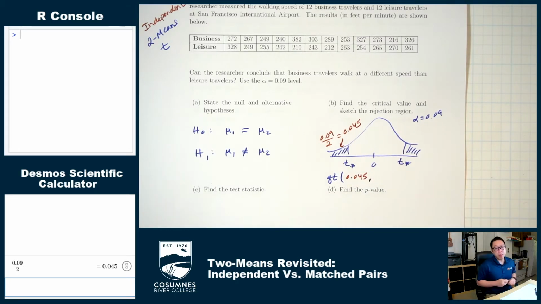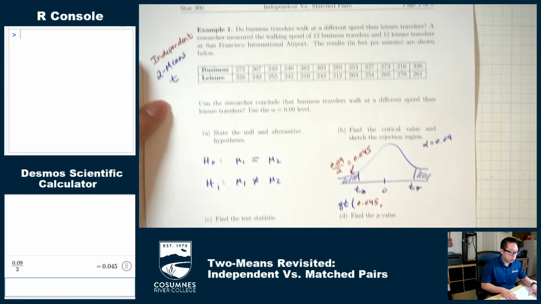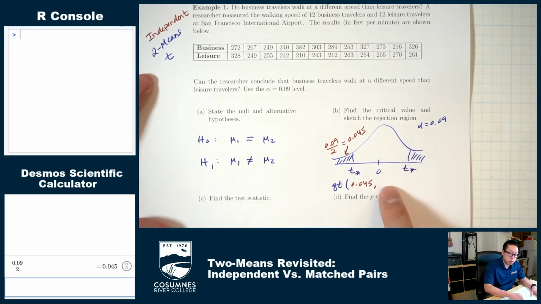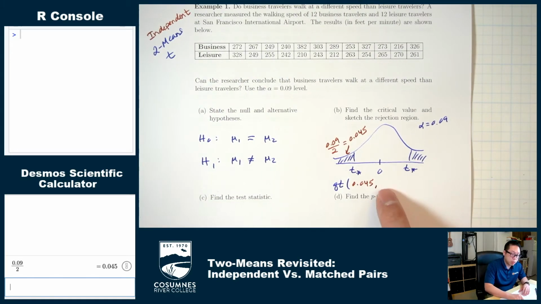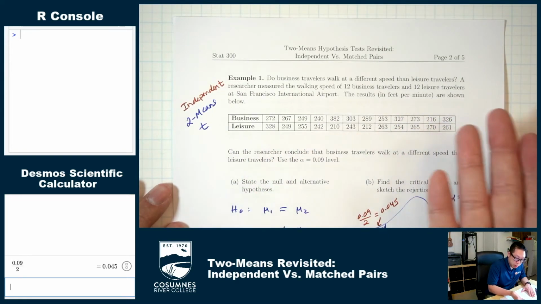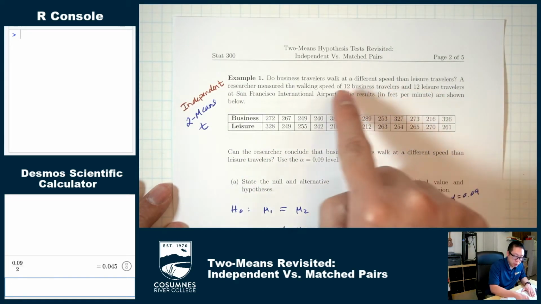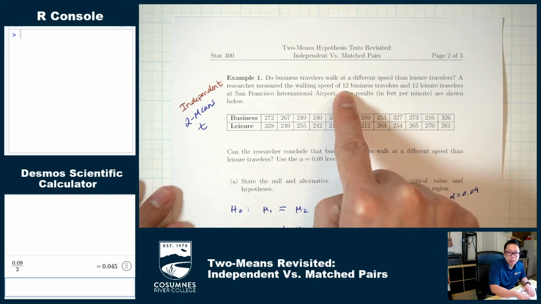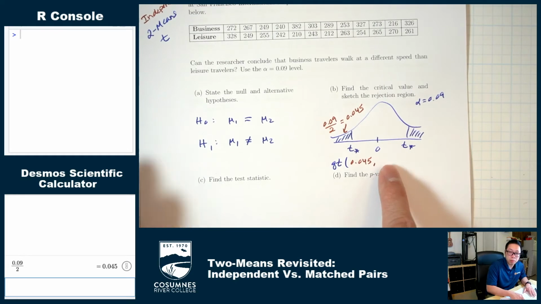QT has a DF, degrees of freedom. For the two means, two sample situation, you use the smaller sample size; you don't combine them. Smaller sample size and then subtract 1. Both sample sizes are 12, so it doesn't matter which one you use. So 12, and then the degrees of freedom for 12 is going to be 12 minus 1, which is 11.